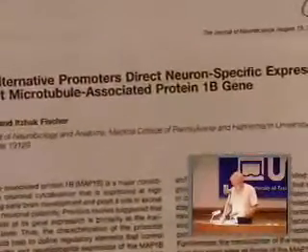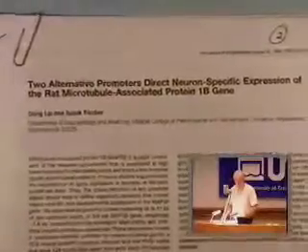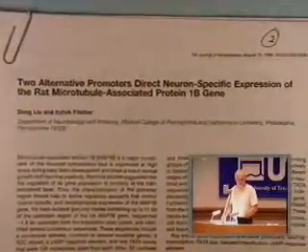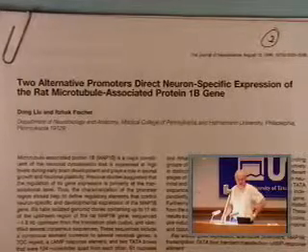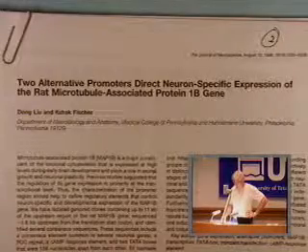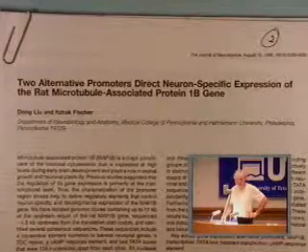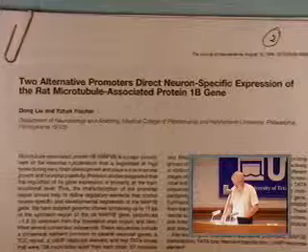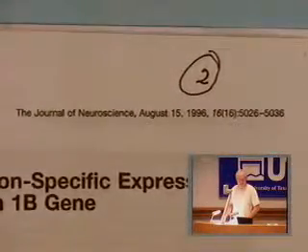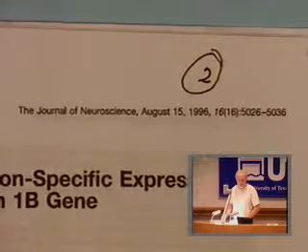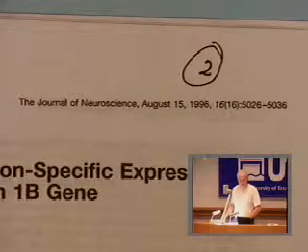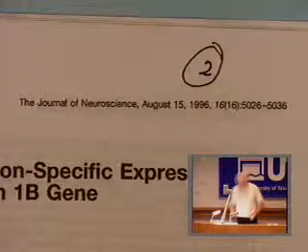And more specifically, this was related to this article, "Two alternative promoters direct neuron-specific expression of the rat microtubule-associated protein 1B gene." It doesn't have much to do with neuroendocrinology, but it certainly does relate to the method. This is in the Journal of Neuroscience, August 15th, 1996, volume 16, issue 16, pages 5026 through 5036.